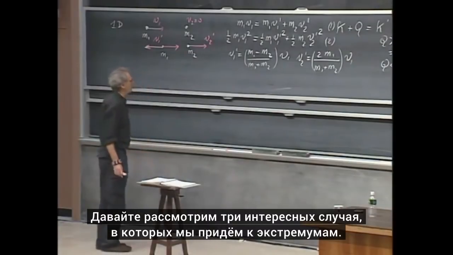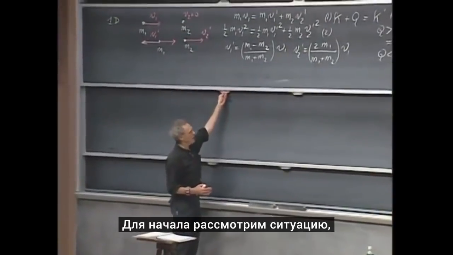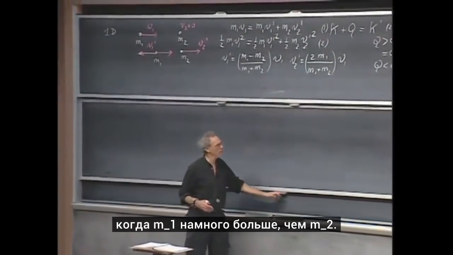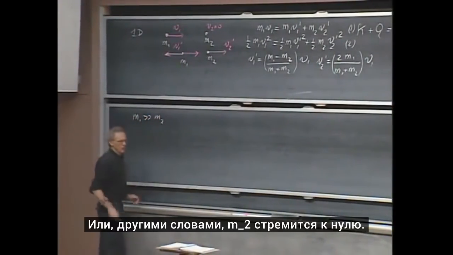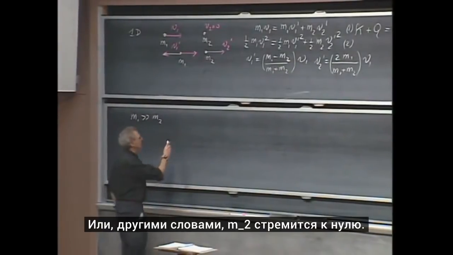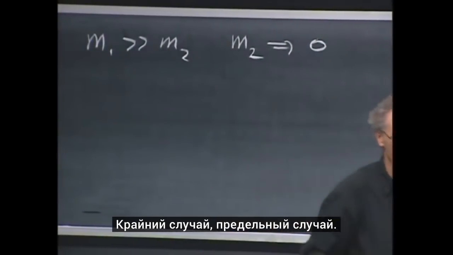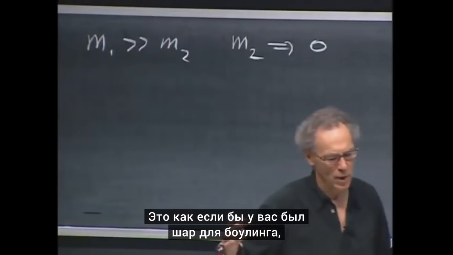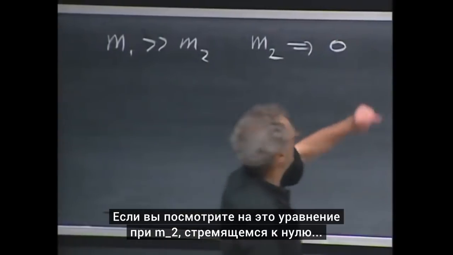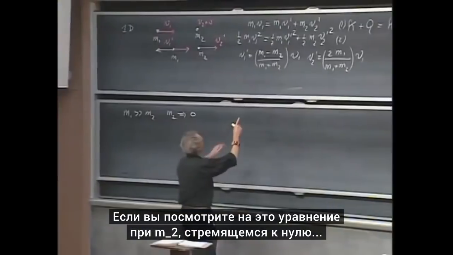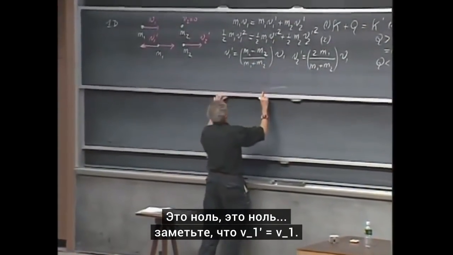Let's look at three interesting cases whereby we go to extremes. And let's first take the case that M1 is much, much larger than M2. Another way of thinking about that is that let M2 go to 0, the extreme case, in the limiting case. So it's like having a bowling ball that you collide with a ping pong ball. If you look at that equation, when M2 goes to 0, this is 0, this is 0, notice that V1 prime equals V1.